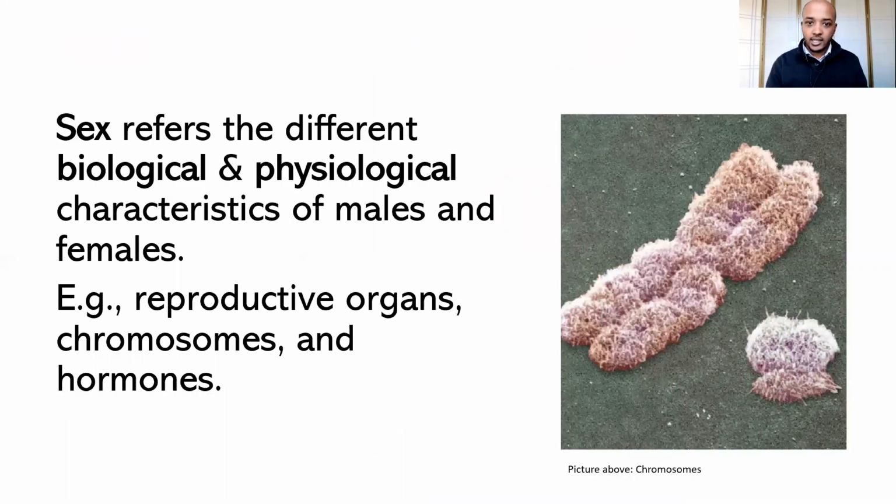So the term sex refers to the different biological and physiological characteristics of males and females. These most commonly include things like reproductive organs, chromosomes, and hormones. So technically, sex is a biological grouping based on our anatomy, our chromosomes, levels of hormones, etc. So when sociologists use the term sex, we're referring to our biology or biological characteristics, or the sex that we were assigned at birth.